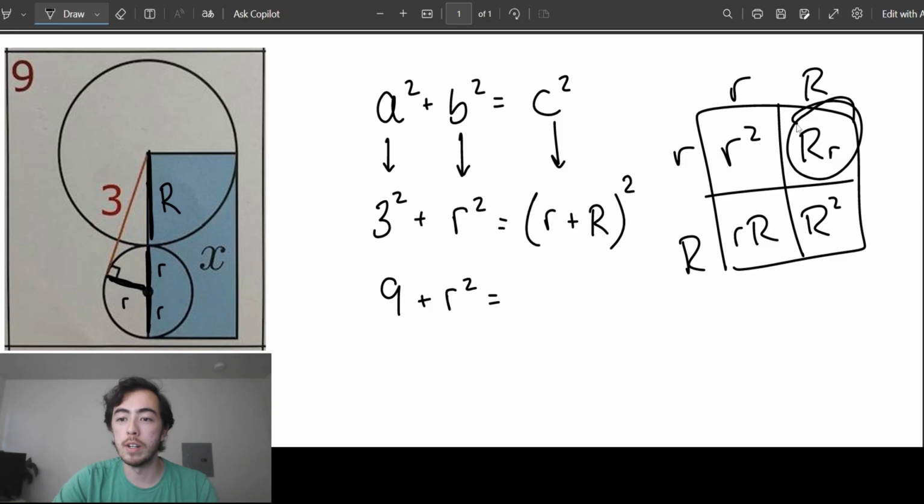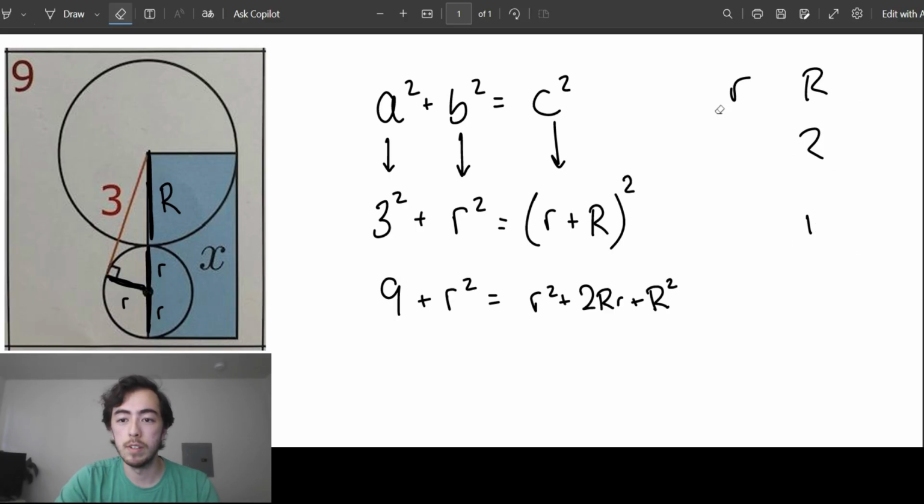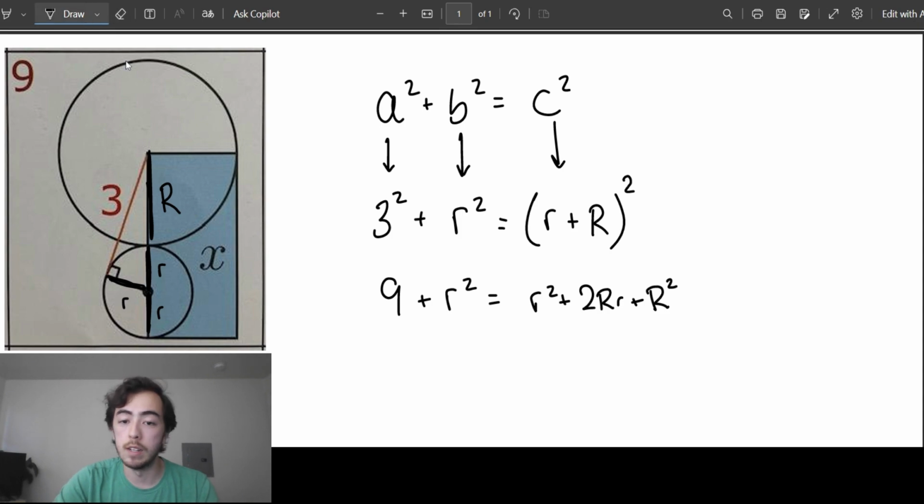And here, this big R times little r and the little r times big R, both of those are going to be the same value, whatever the radii are. So I could do r squared plus 2Rr plus r squared, and that's going to be all of the multiplication I need out of little r plus big R squared. And lastly, I see that there's an r squared on both sides, so I can simplify this to 9 is equal to 2Rr plus r squared.